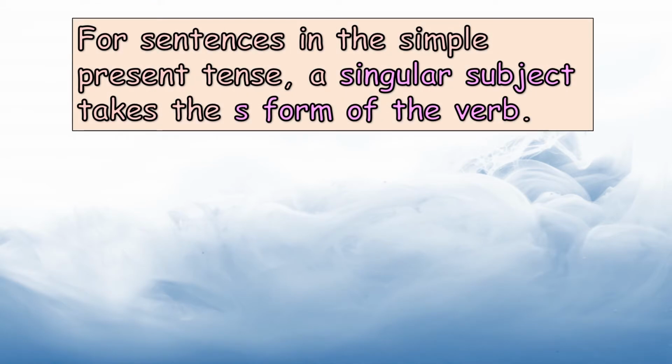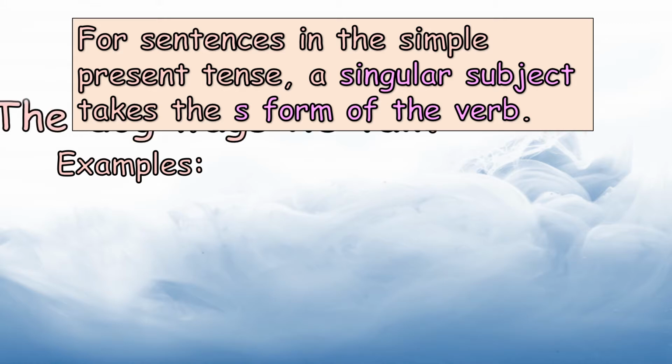For sentences in the simple present tense, a singular subject takes the S form of the verb. Again, when we say singular subject, that is only one topic or only one person, one animal, one object, one idea.